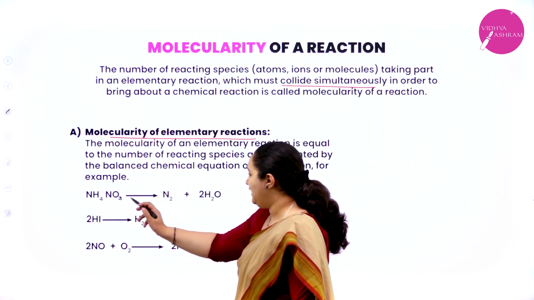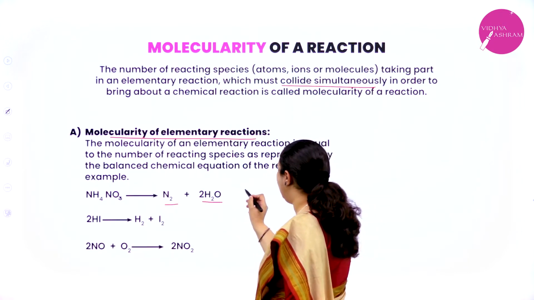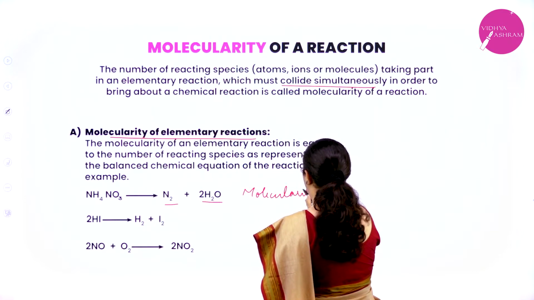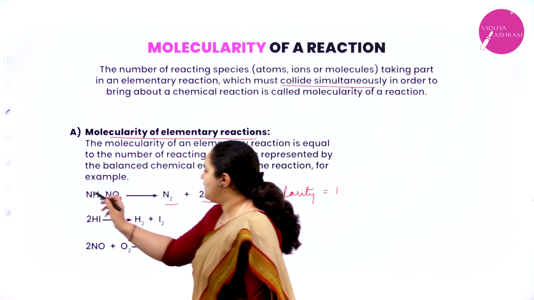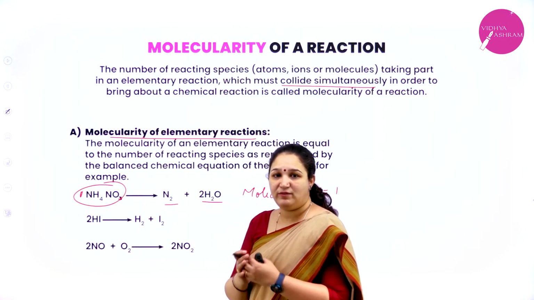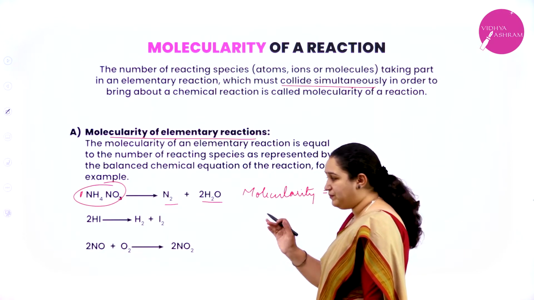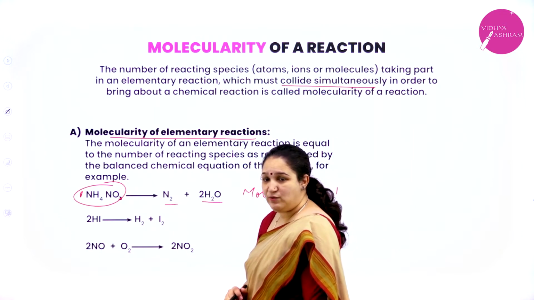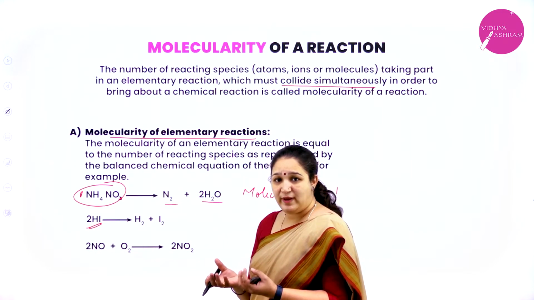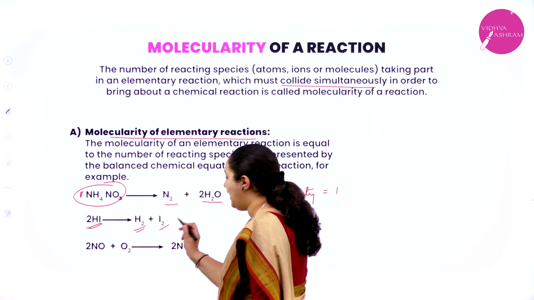NH4NO3 which is decomposing to give nitrogen and water. So the molecularity of this reaction is equal to 1. Why? Because we have only one molecule here. One molecule of ammonium nitrate can just decompose to give nitrogen and water. But in the second equation, if you see 2HI, that means 2 molecules of hydrogen iodide should collide with one another, only then it will form hydrogen and iodine.